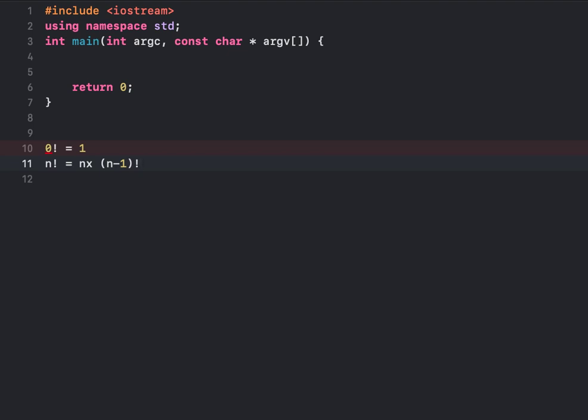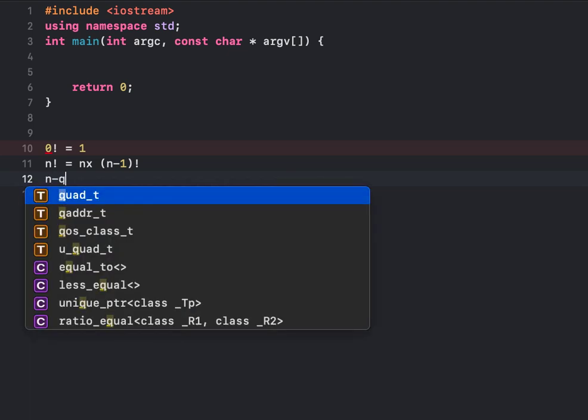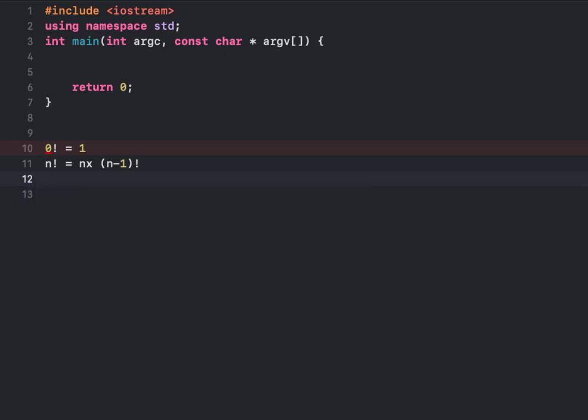The definition of 0 factorial being 1 is important here because later, when we discuss the base case, you'll see how we use this as a base case. If n is an integer greater than 0, first we find (n minus 1) factorial and then multiply it by n. To find (n minus 1) factorial, we actually apply the same thing.